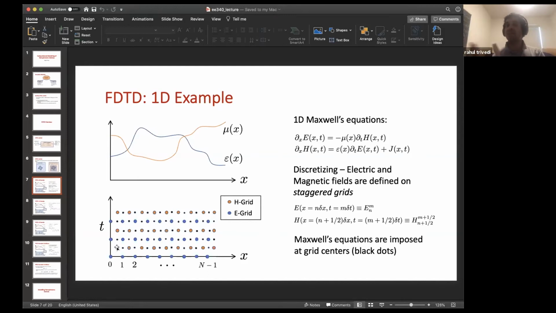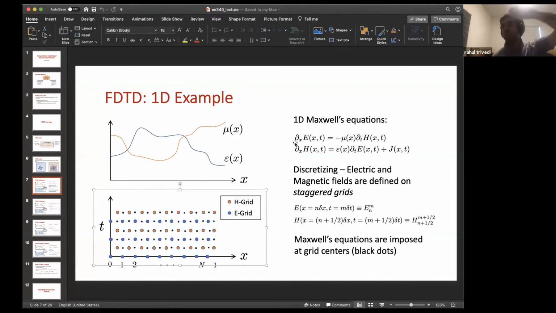So now why do we stagger it is a question, right? Why do we stagger the E and H grid? The answer to that is that we want to get an approximation for the derivatives that is accurate, right? When I want to discretize these equations, I want to write this derivative as a difference, right? So I'm differentiating electric field with respect to space, or with respect to time.